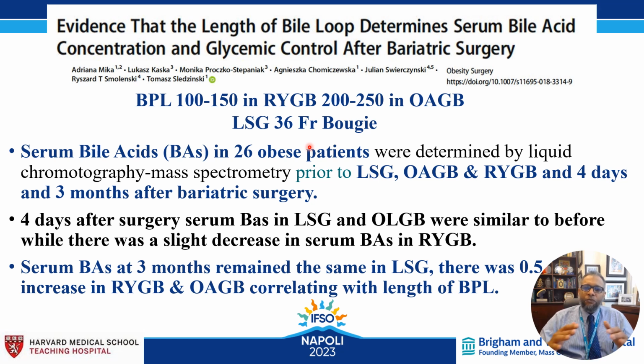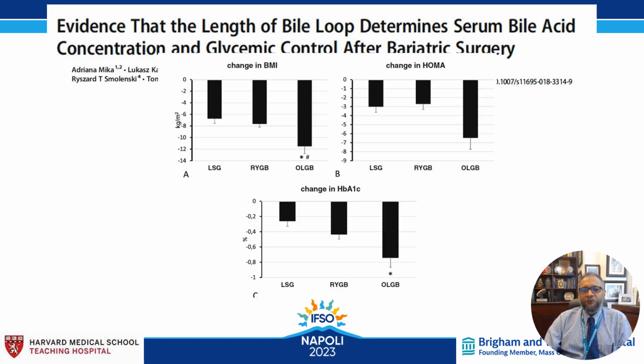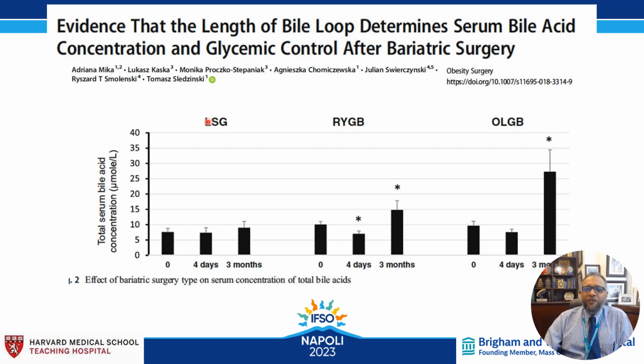And they measured weight loss and insulin resistance, but they also measured systemic bile acids at day 0, day 4, and 3 months later. What they found was BMI, as you expect, had the best loss in OAGB, and insulin resistance and A1C were best in OAGB, followed by Roux, least in sleeve. But they found that in sleeve gastrectomy, the concentration of bile acids doesn't change, while it changes a little bit in Roux and changes the most in OAGB, correlating with this longer biliopancreatic limb.